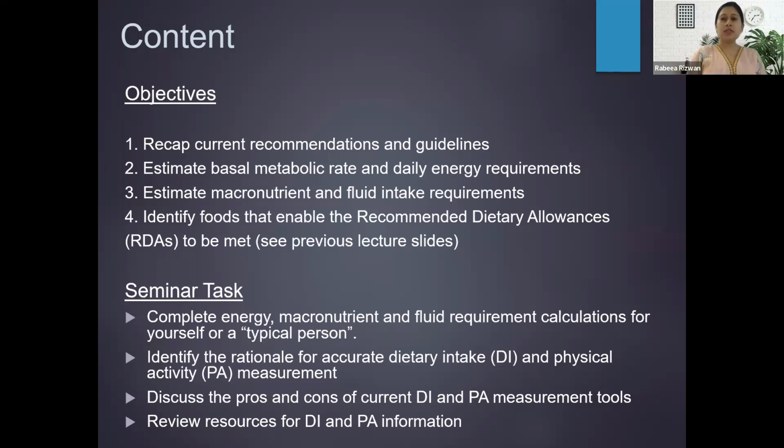Then there will be a discussion tutorial among your colleagues, in which you will cover complete energy, macronutrient, and food requirement calculations for yourself or a typical person. Identify the rationale for accurate dietary intake and physical activity measurement. Discuss the pros and cons of current dietary intake and physical activity measurement tools, and review the resources for dietary intake and physical activity information.